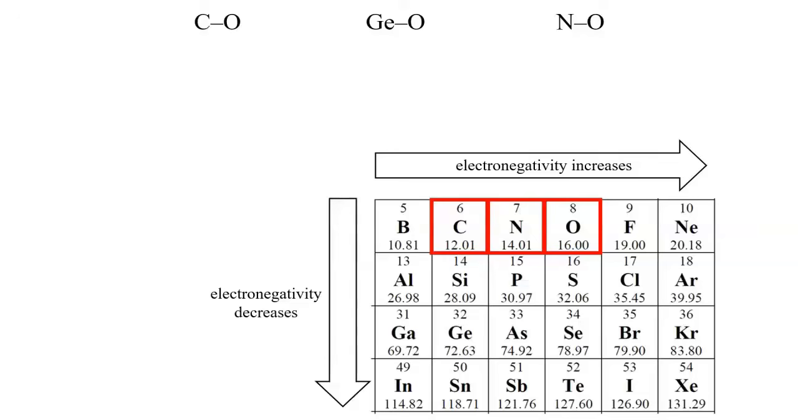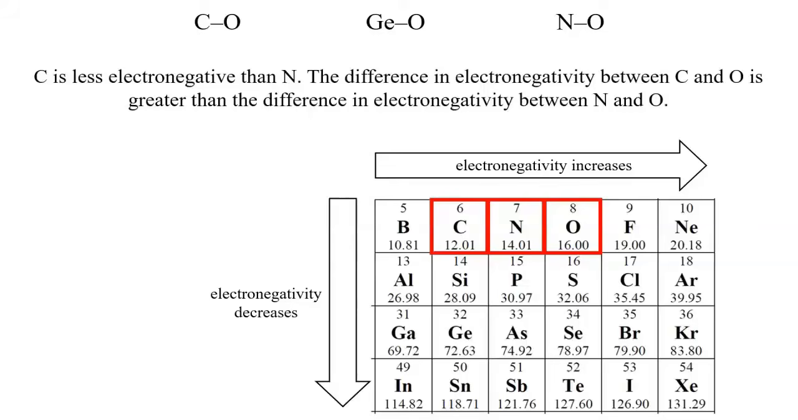So I'm going to start with carbon, nitrogen, and oxygen because they are located in the same period. We know that electronegativity increases from left to right, and that carbon being further to the left is less electronegative than nitrogen. So therefore, the difference in electronegativity between carbon and oxygen is greater than the difference in electronegativity between nitrogen and oxygen. That means that the carbon-oxygen bond is more polar and that the nitrogen-oxygen bond is less polar.